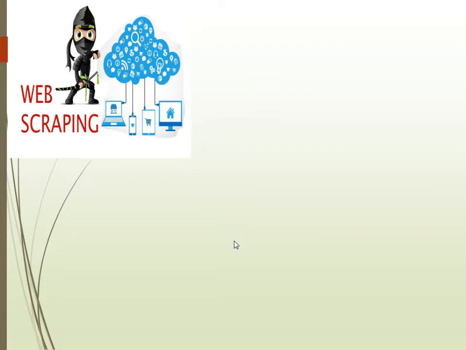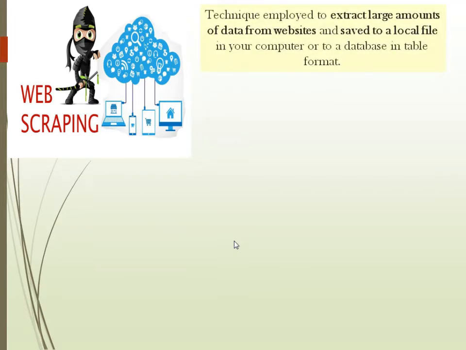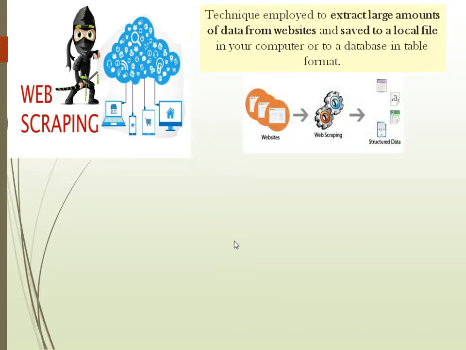Now the next one is web scraping. So guys, this is a very new application which is increasing in rate nowadays. It is a technique employed to extract a large amount of data from websites and save it to our local files. See, it is explained in the diagram. Data is taken from the website, web scraping is done and it is arranged in different types of files, and we are going to use this data in our pandas.